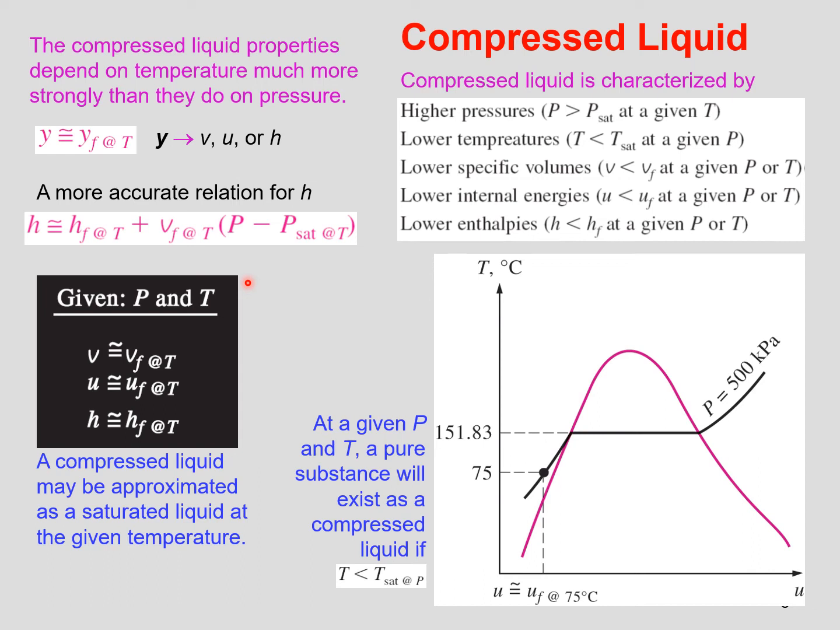It's usually less than 1% difference between the two. So the bottom line is that given pressure and temperature, use these relations here. The specific volume is approximately vf at the temperature you're at. The internal energy is approximately uf at that temperature, and the enthalpy is approximately hf at that temperature. This is an approximation, but it's very good to approximate it as the saturated liquid at that temperature.